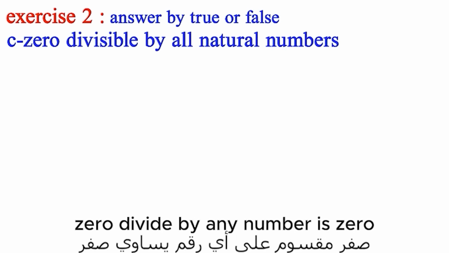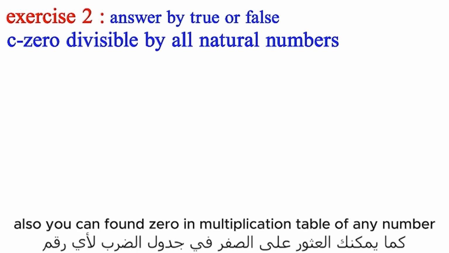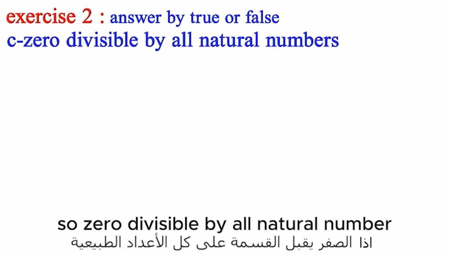C. 0 is divisible by all natural numbers. 0 divided by any number is 0. Also you can find 0 in the multiplication table of any number. So 0 is divisible by all natural numbers.